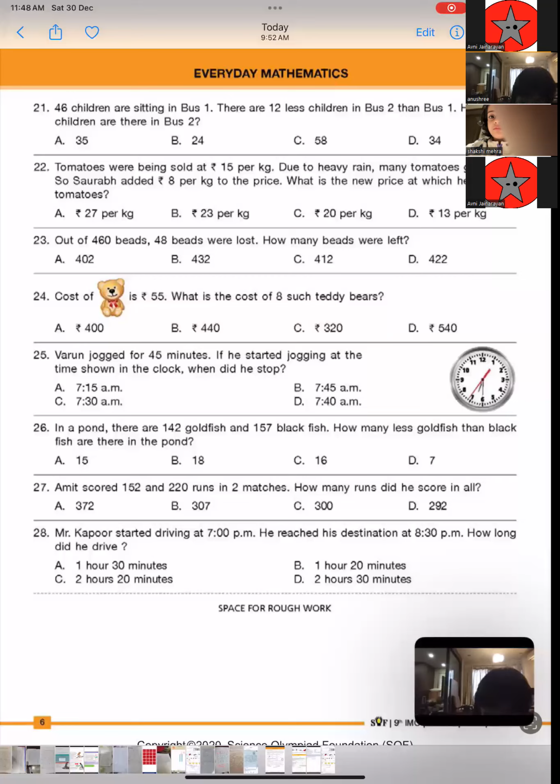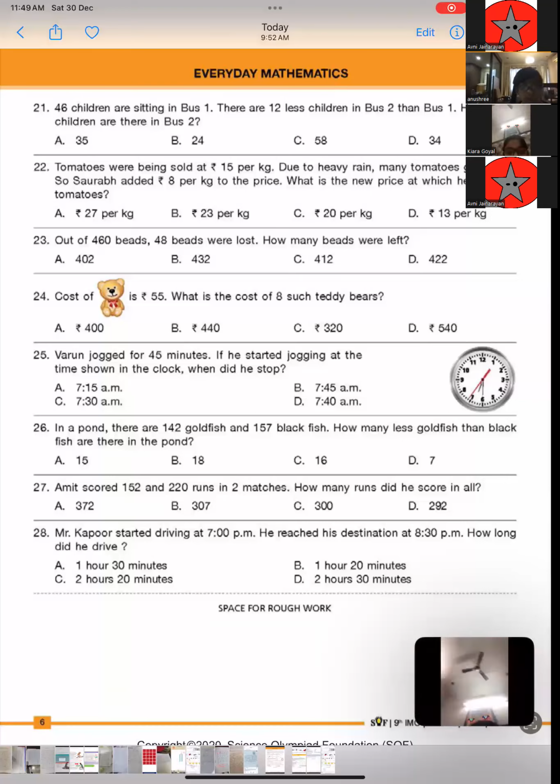So Saurabh added 8 rupees per kg to the price. Since we have some spoiled tomatoes, there would be fewer tomatoes in the market, so the price is going to increase. He's going to add 8 rupees more to the price. So Kabir, what was the original price? The original price was 15. And now he's making it expensive. He's adding 8 rupees more to 15. So what is the answer? 23. Yes.